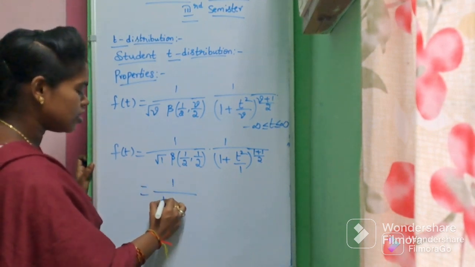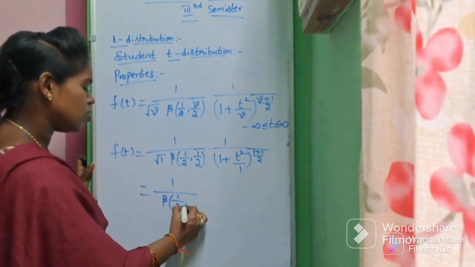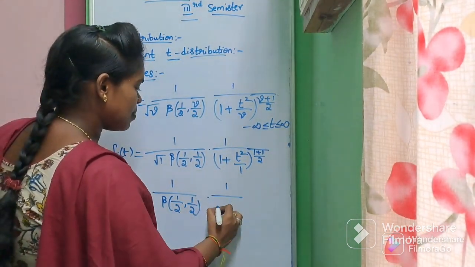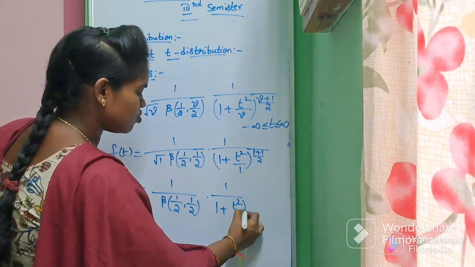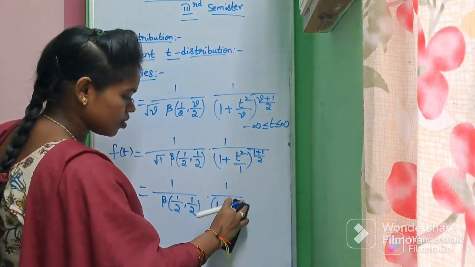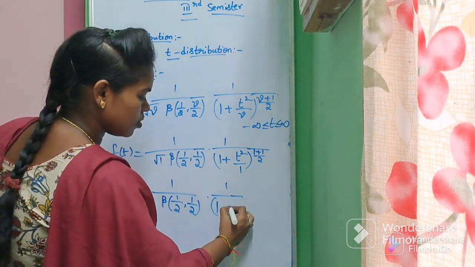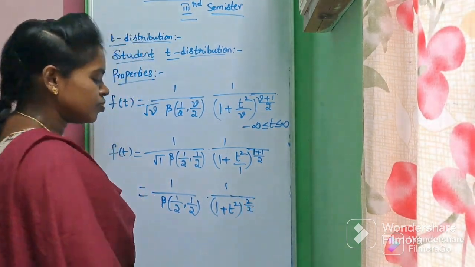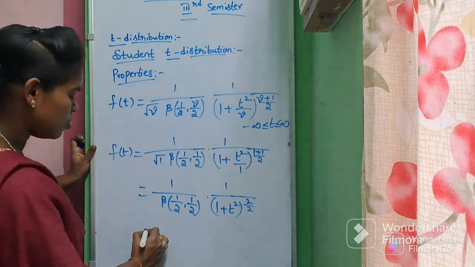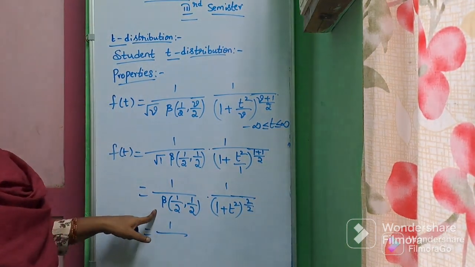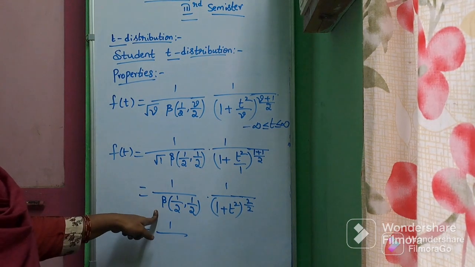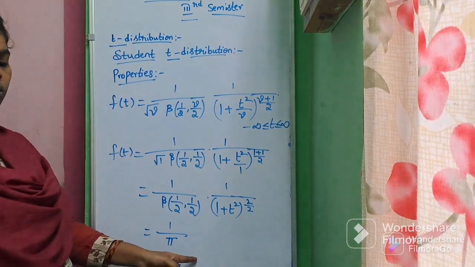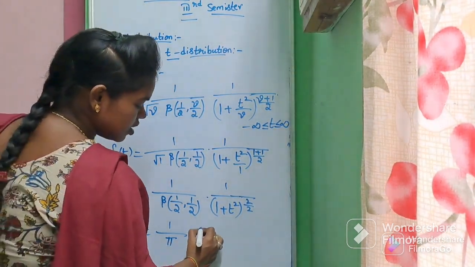1 by root 1 is 1. So beta of 1 by 2 comma 1 by 2 into 1 by 1 plus t square, 1 by 1 plus t square whole to the power of 2 by 2. So 2 by 2 is nothing but 1. So 1 by beta of 1 by 2 comma 1 by 2 can be written as pi into 1 by 1 plus t square.